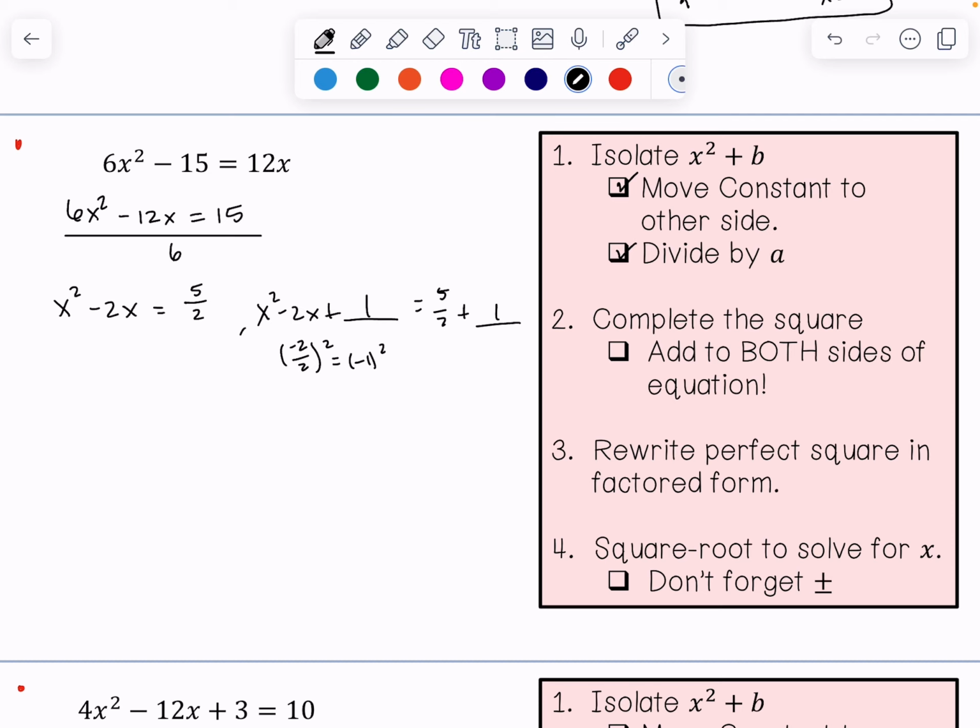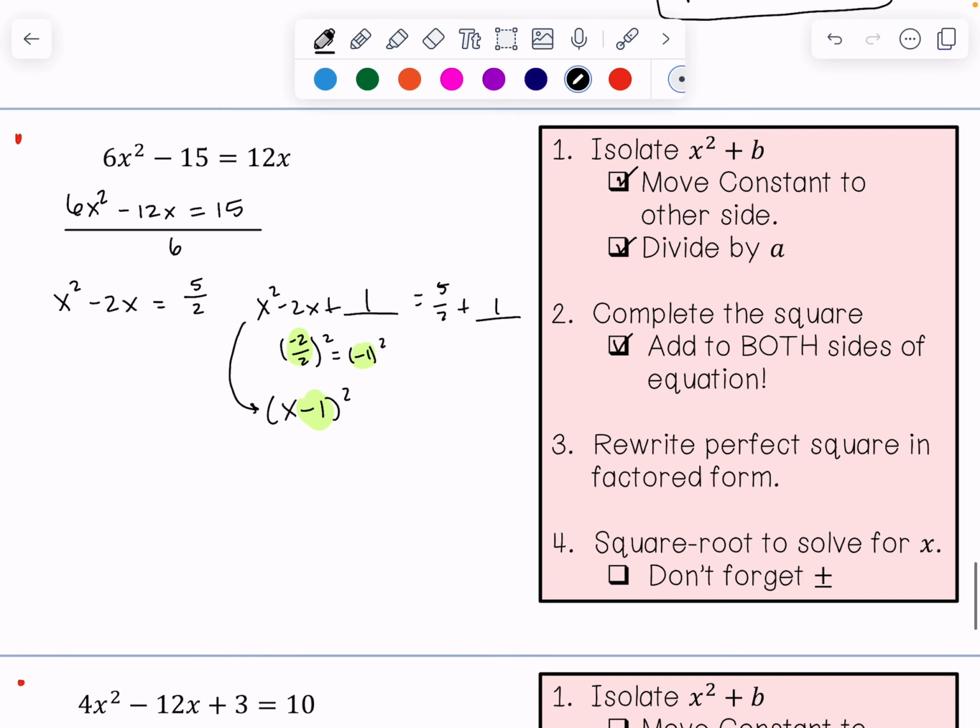Once again, I'm going to put this into its factored form. Oh, that's actually, bam, what we did there. Number 3 is go ahead and put it into your factored form. And so that's going to be x minus 1 squared. Once again, I'm getting that minus 1 from what my b over 2 value was. That's what goes into the factored form. That is equal to, well, 5 halves plus 1. That's 5 halves plus 2 halves, which is 7 halves.